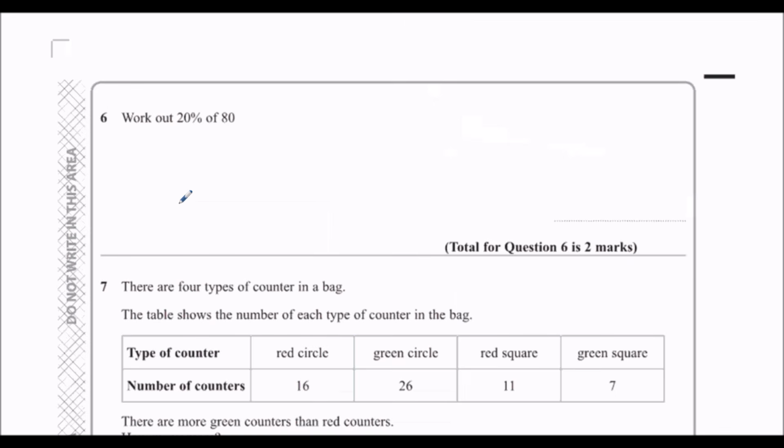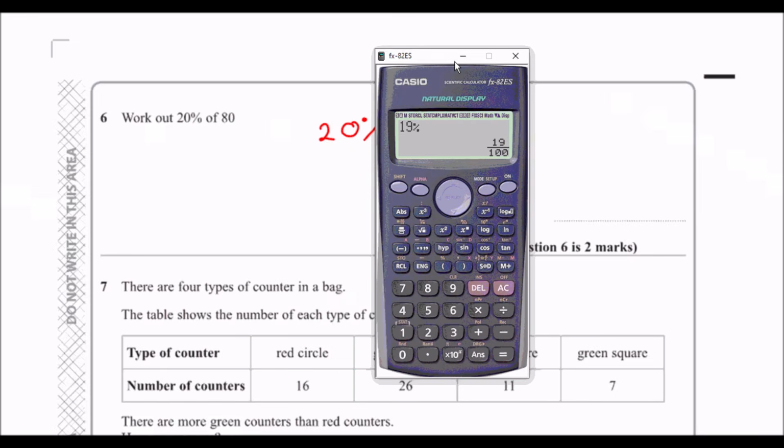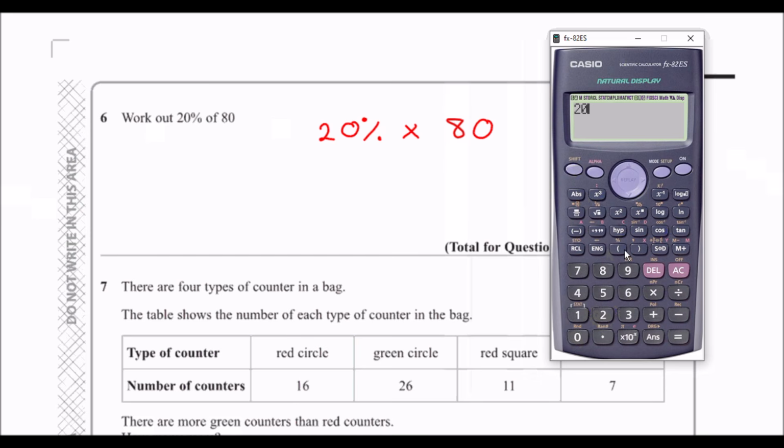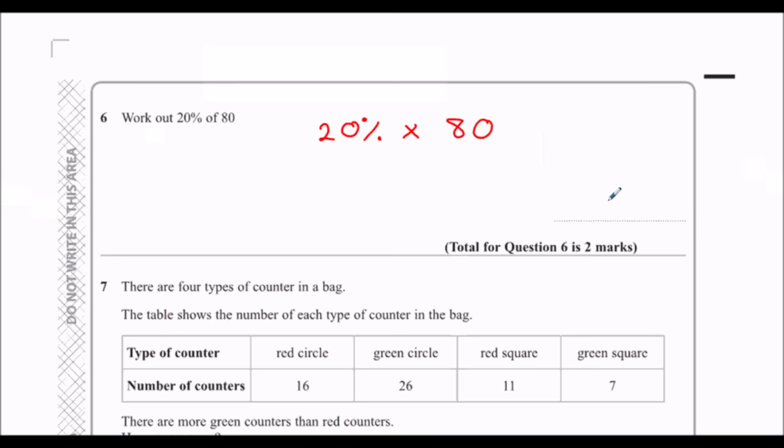Question 6, work out 20% of 80. So when we see this 'of', we can change that to a times. So we can write 20% times 80, and the calculator will do it for us. 20% times 80 is 16. If we didn't have a calculator, we could have said 10% is the same as dividing by 10. So 10% is 8. So 20% must be 2 lots of 10%. So 16.